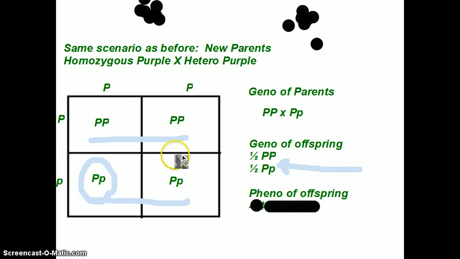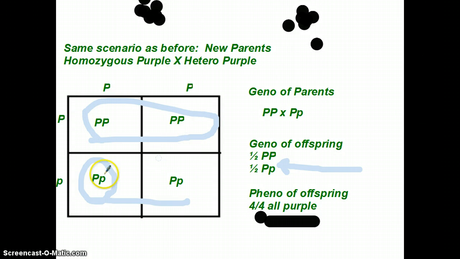The phenotype in this scenario: all organisms will be purple, because if you're homozygous for the trait, you're going to definitely be purple. And according to the principle of dominance, the dominant gene always masks the recessive.